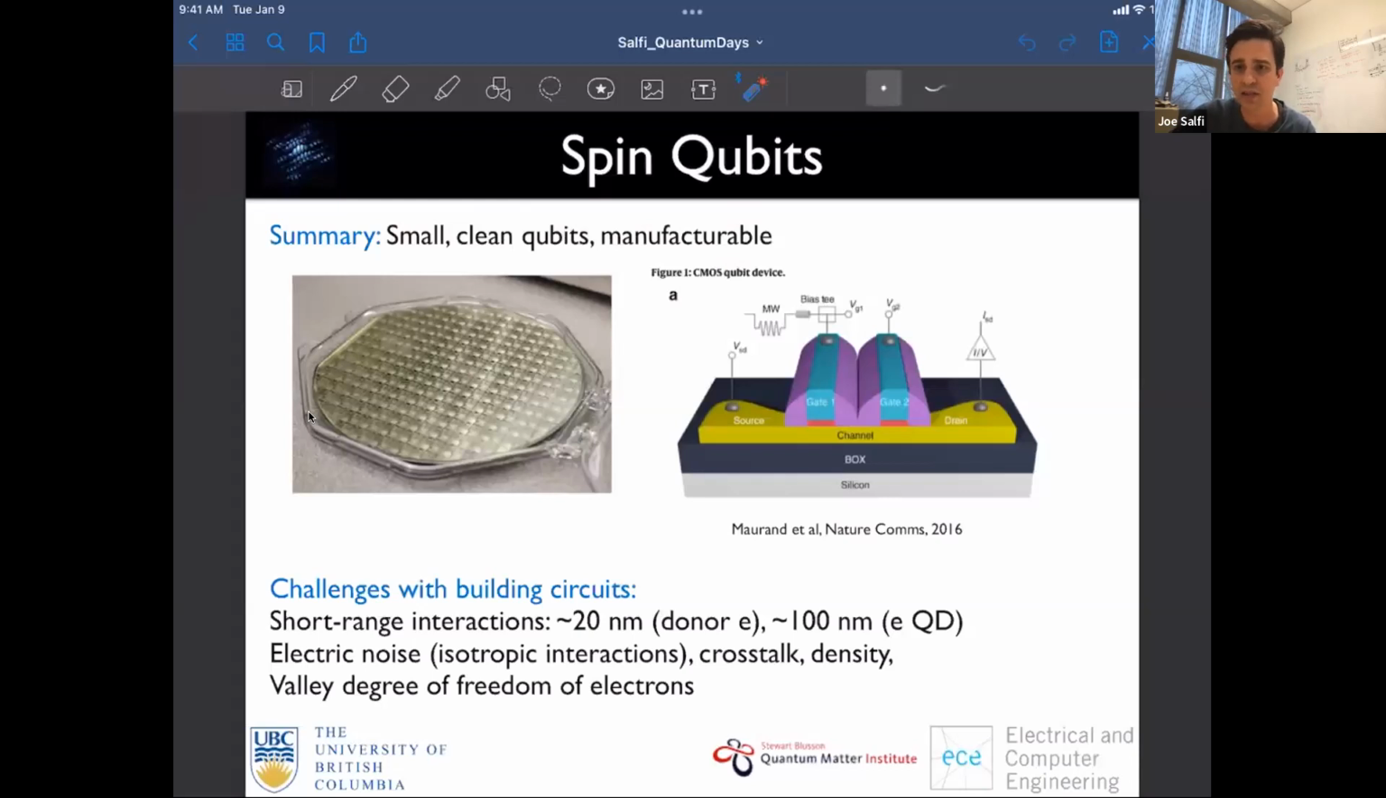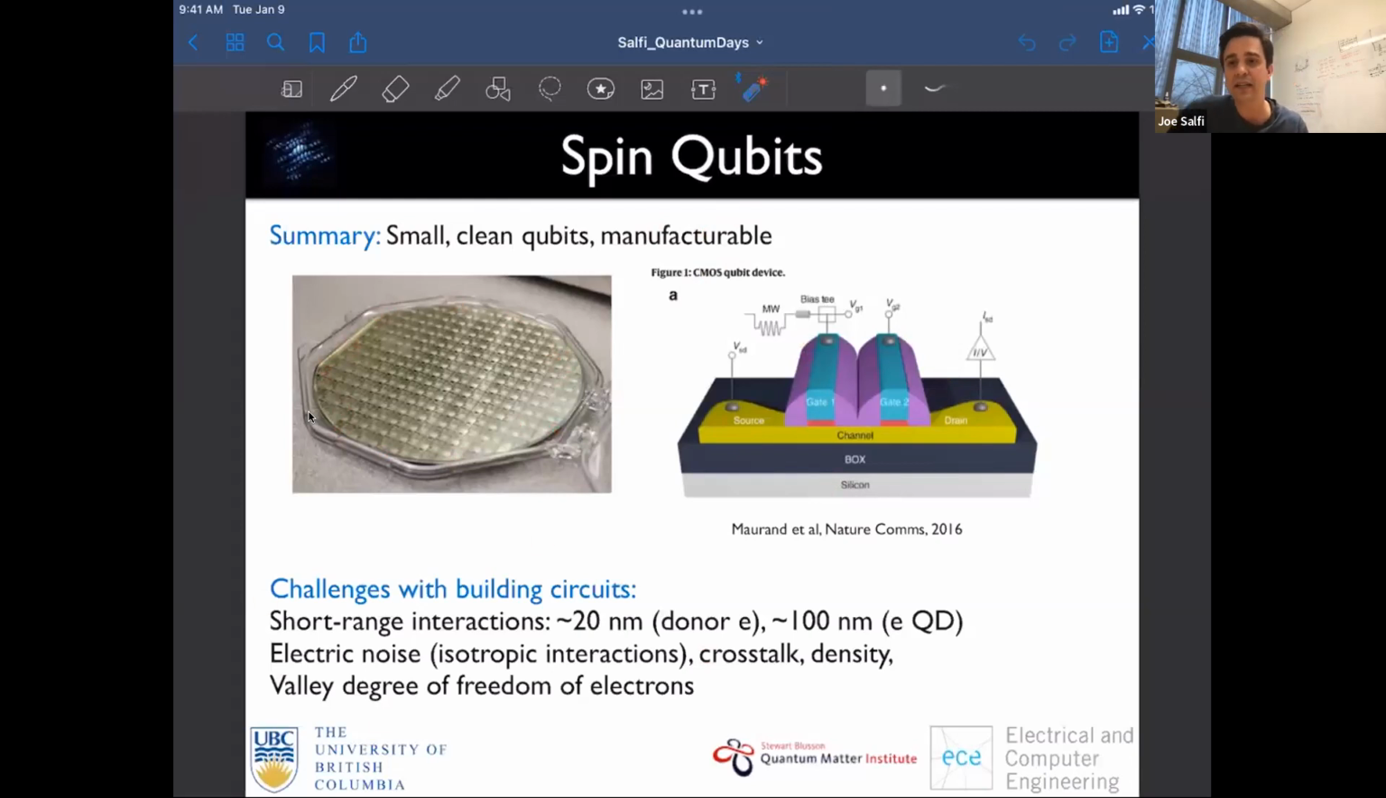So small is good if you want to have a lot. Manufacturable is good if you want to make them reliably, and clean is good if you want good quantum properties. On the left-hand side, this is just a picture of a die, and on the right-hand side is an experiment done around 5 or 6 years ago, demonstrating a qubit on a wafer built like this. This is an industrially fabricated device.